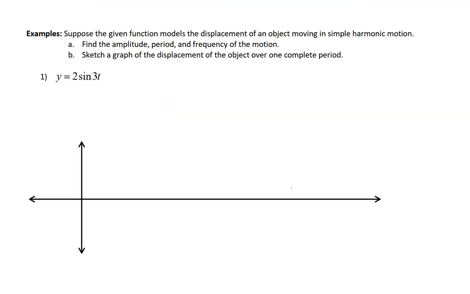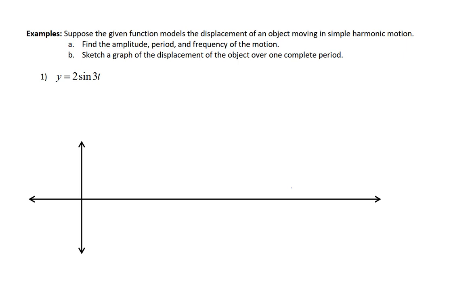Suppose the given function models the displacement of an object moving in simple harmonic motion. As you read through the textbook, you'll find plenty of examples mentioned about what this could actually represent. It could be waves in the water, it could be electricity, it could be lots of things that occur in these periodic cyclical wave-like patterns in the real world, which is all over the place, actually.